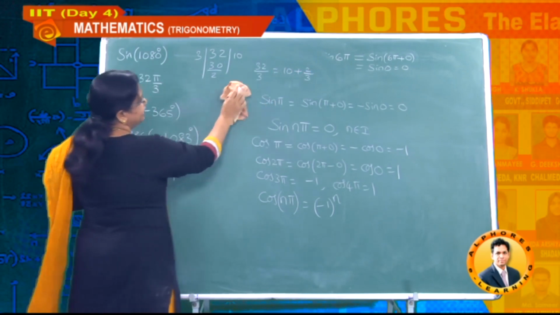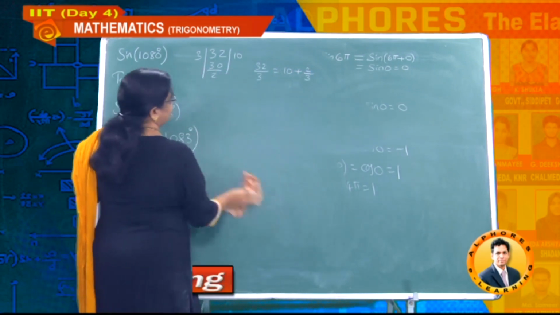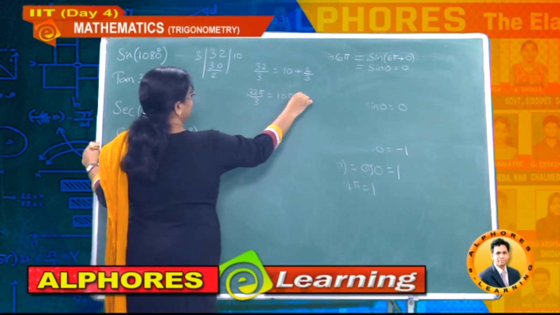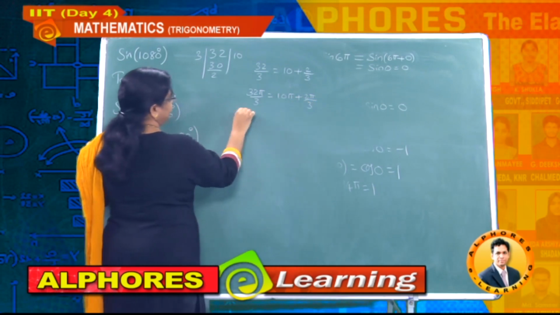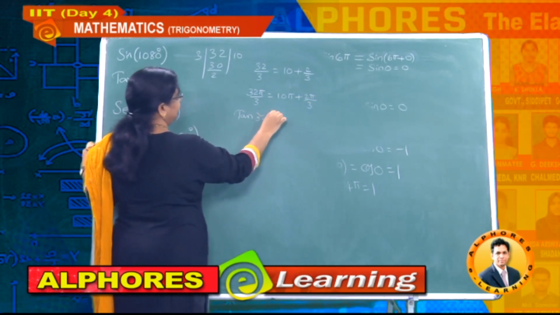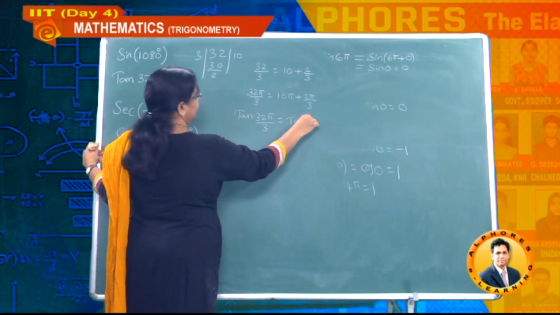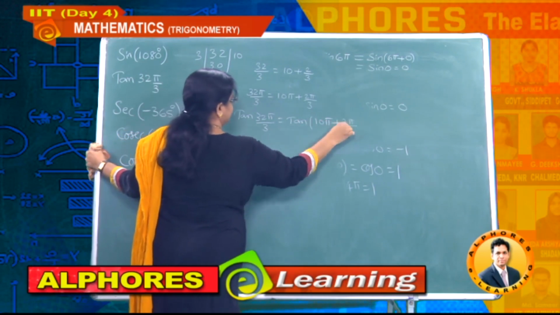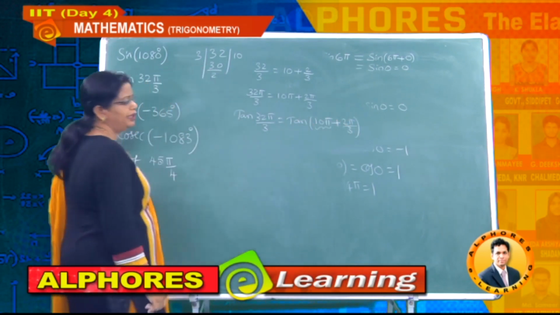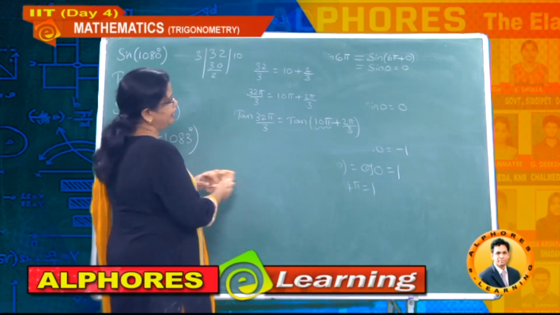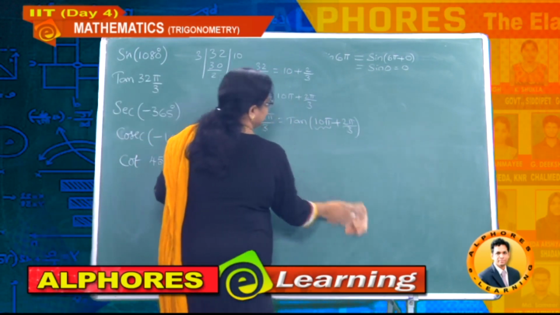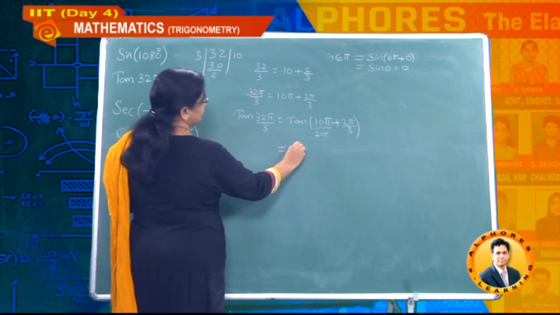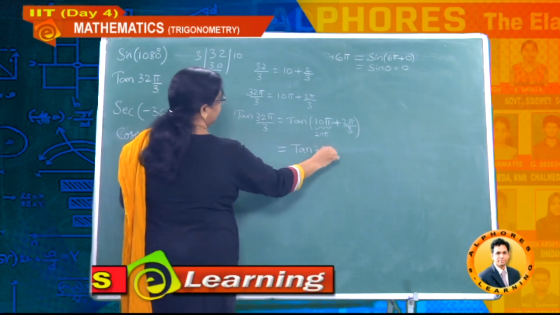And now I will multiply this value by pi. So 32 pi by 3 equal to 10 pi plus 2 pi by 3. And now the tan function: tan 32 pi by 3 equal to tan of 10 pi plus 2 pi by 3. And now what is the 10 pi value? This 10 pi value is nothing but 2n pi type, okay. 2n pi type means it comes again into first quadrant kind of values. So this is of the term 2n pi plus theta. So I am writing tan of 2 pi by 3.